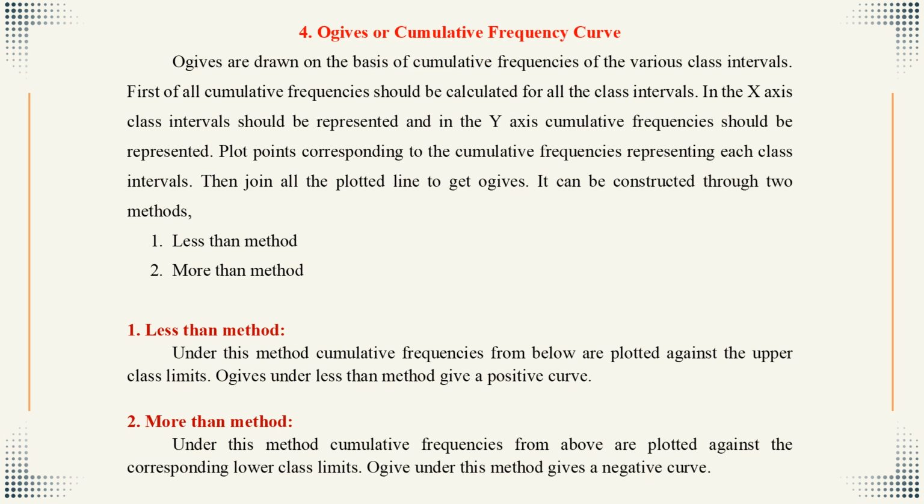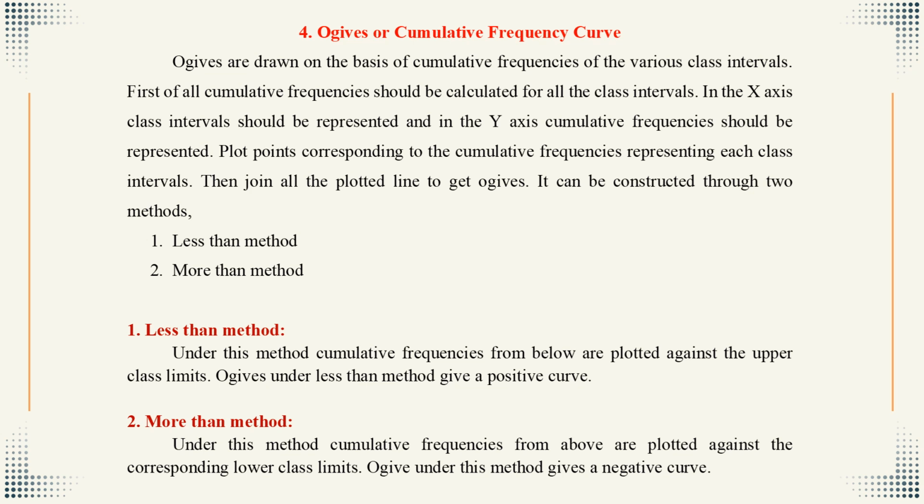Next one is the fourth one, ogives or cumulative frequency curve. Ogives are drawn on the basis of cumulative frequencies of various class intervals. First of all, cumulative frequencies should be calculated for all the class intervals. In the x-axis, class intervals should be represented, and in the y-axis, cumulative frequency should be represented. Plot points corresponding to the cumulative frequencies of each class interval. Then join all the plotted points to get ogives.